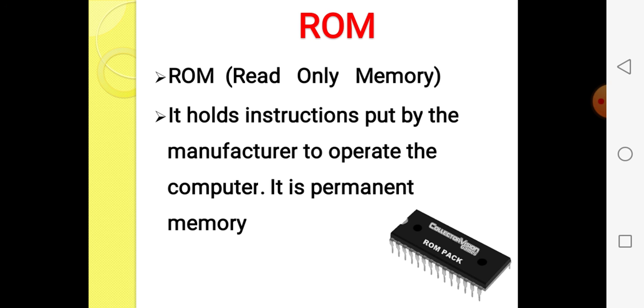Okay. First of all, we learned about RAM. So the RAM is a temporary memory. We can say volatile memory, and this is ROM. ROM is a permanent memory.